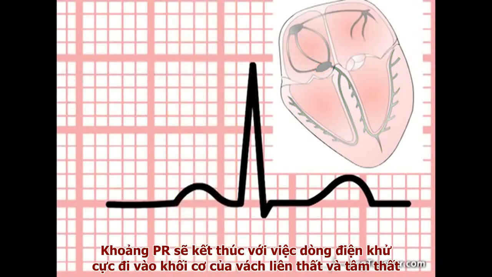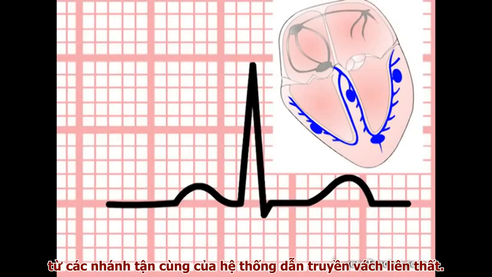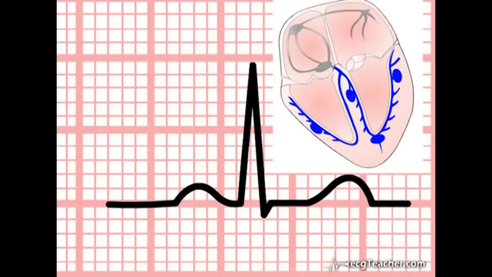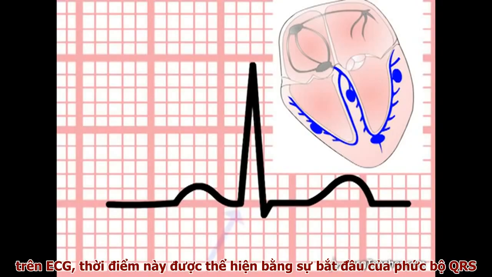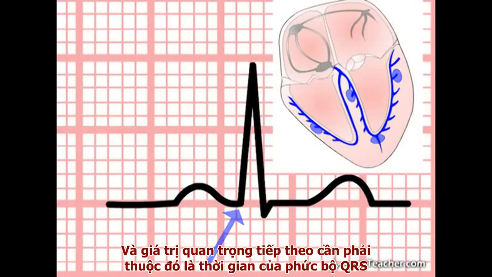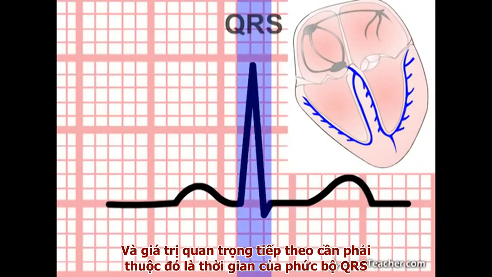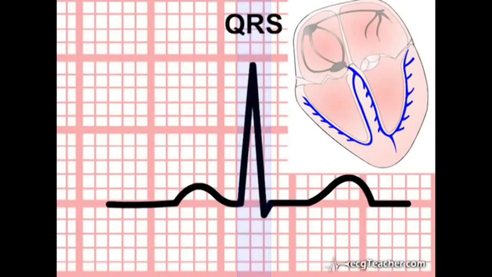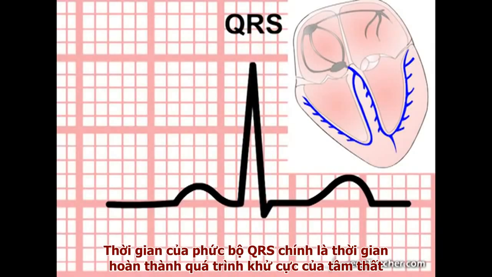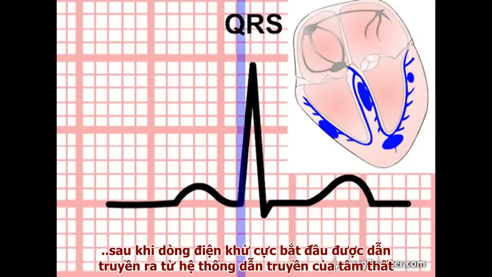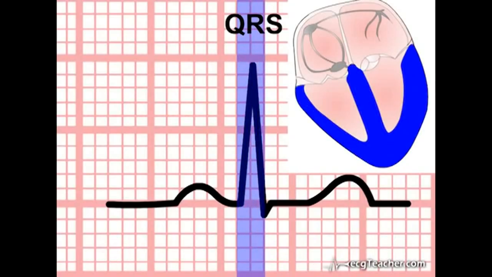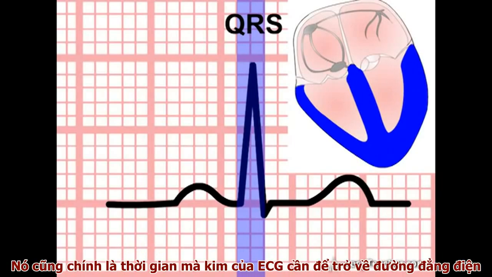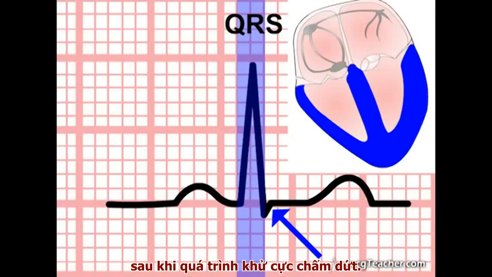The PR interval ends with the release of current into the main muscle mass of the septum and ventricles from the terminal branches of the intraventricular conducting system. On the ECG, this point is marked by the onset of the QRS complex, and the next key value we need to learn is the duration of the QRS complex. The duration of the QRS complex represents the time taken for ventricular depolarization to be completed following the release of depolarizing current from the conducting system. It also includes the time taken for the recording needle to return to baseline when the flow of depolarizing current in the ventricles has ceased.